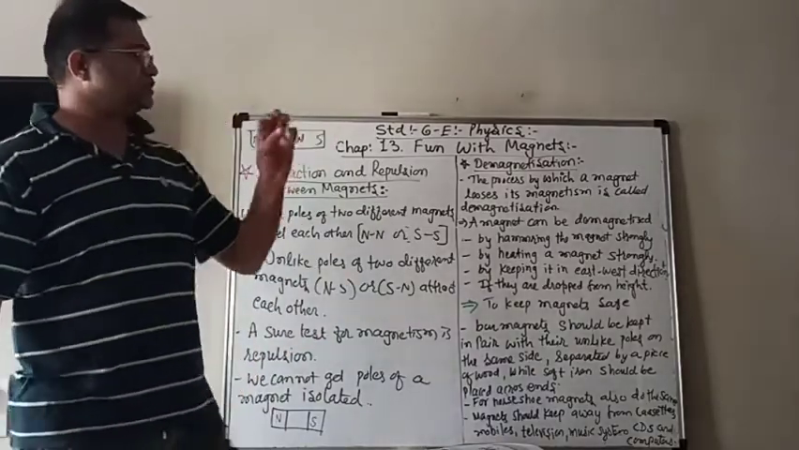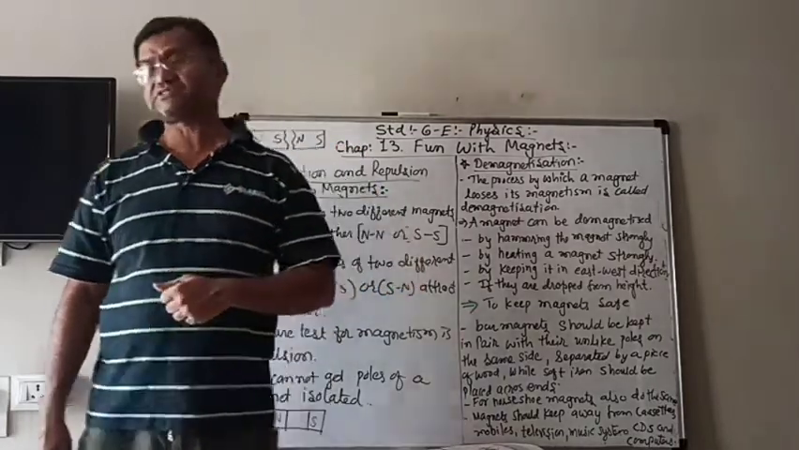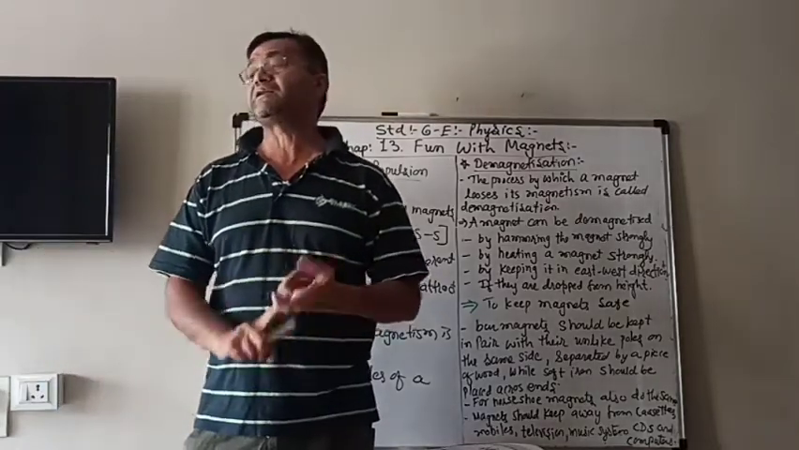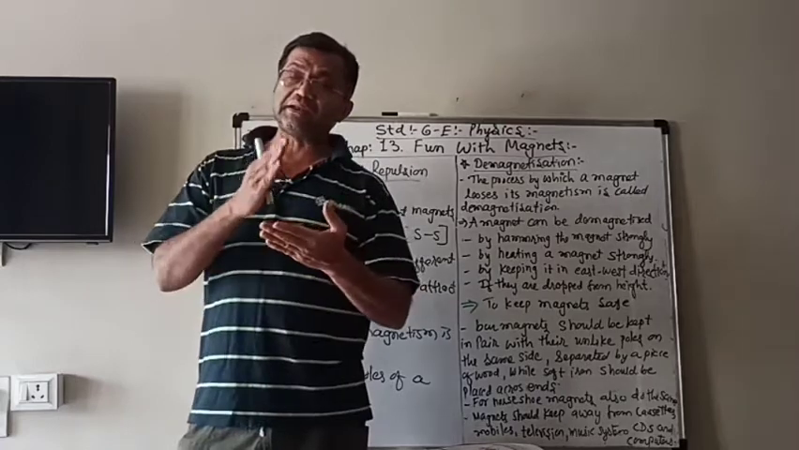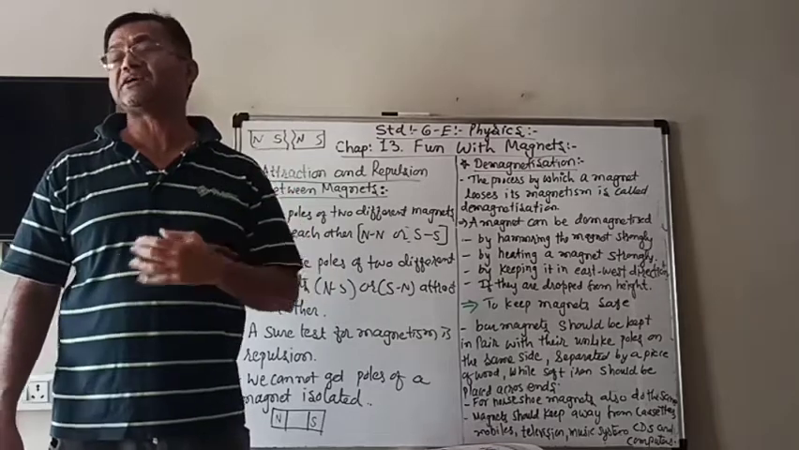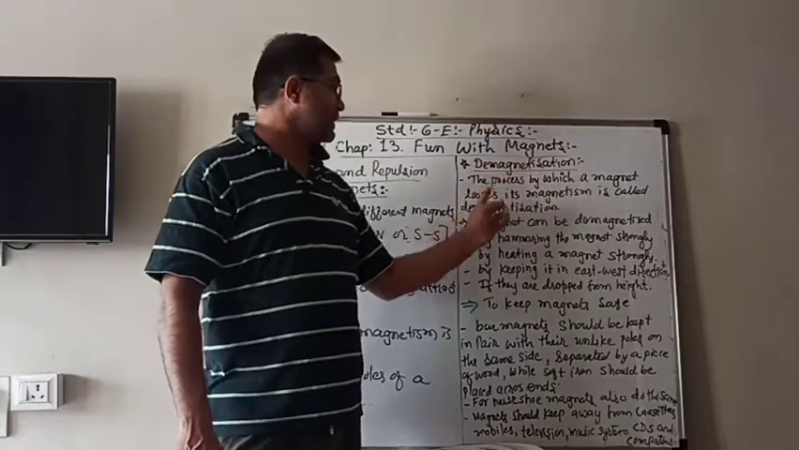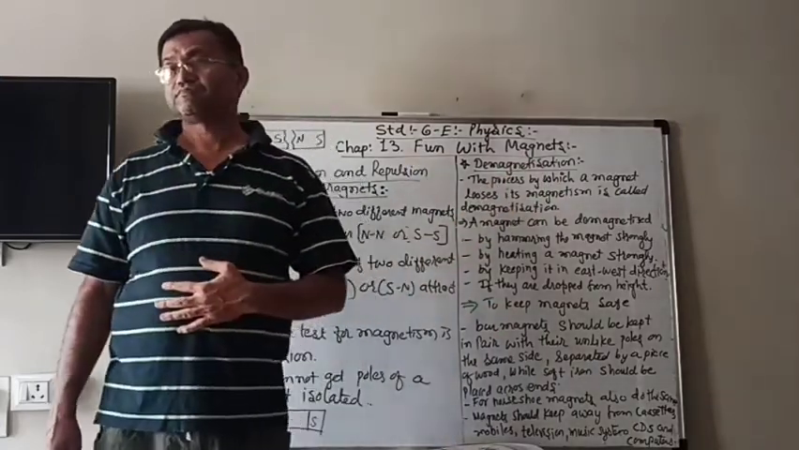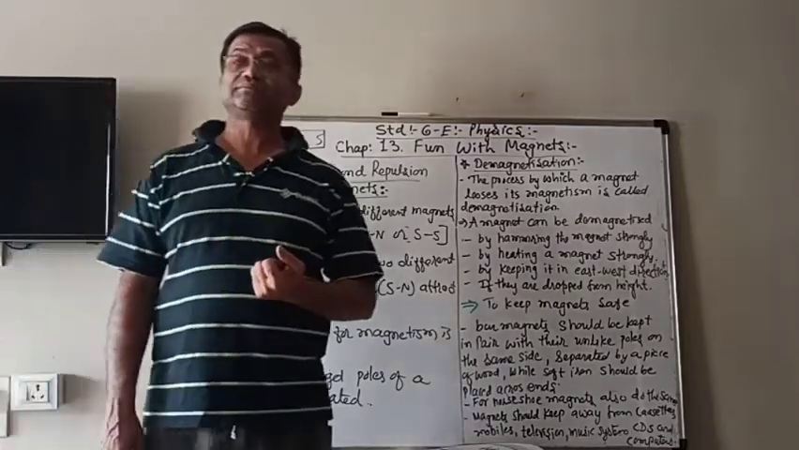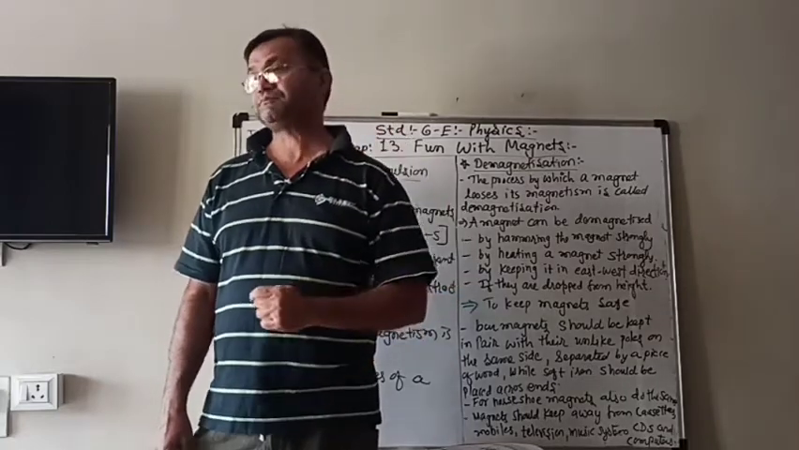Now the last thing to remember is that if you do not take care of the magnets, then a magnet can lose its power of magnetism, or it can become weak also, and that is known as demagnetization, the process by which a magnet loses its magnetism. It means it will not have the power to attract magnetic material if we don't take care of them properly.